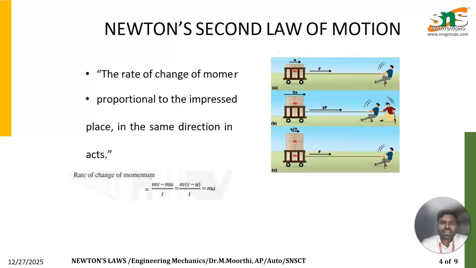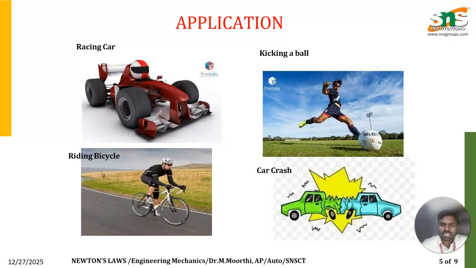Here Newton's second law of motion is described in the diagram. The rate of change of momentum is proportional to the impressed force, in the same direction. So the force acting on the object is directly proportional to the change of momentum, and the force is directly proportional to the acceleration. The rate of change of momentum is the final momentum minus the initial momentum.